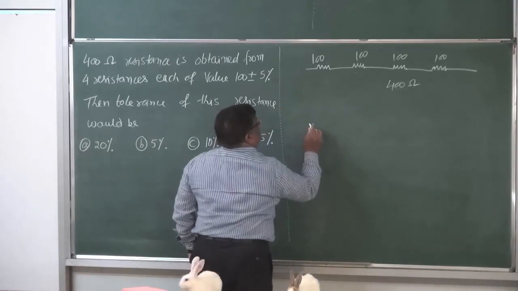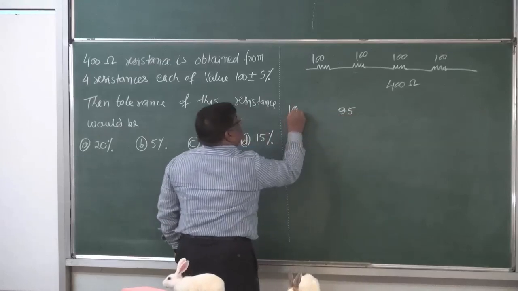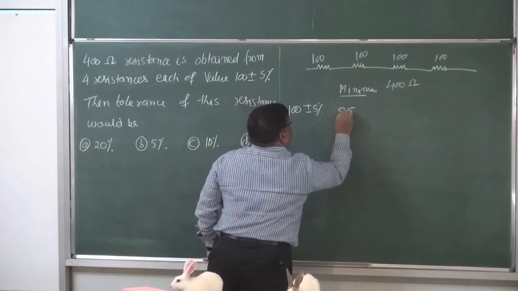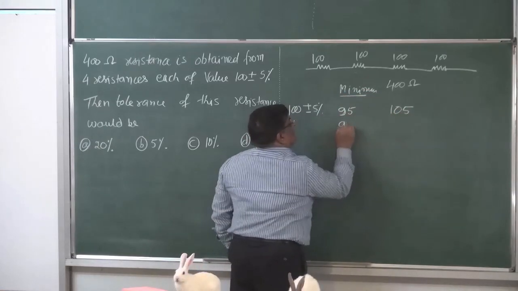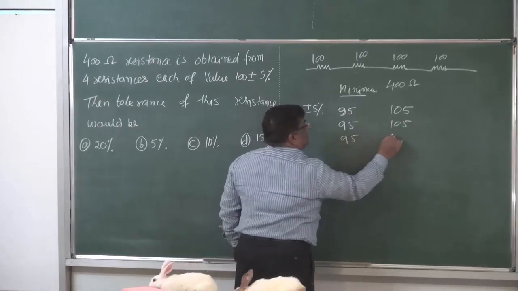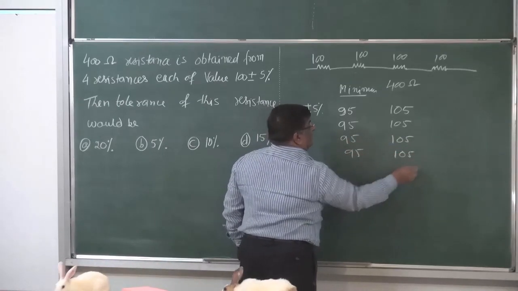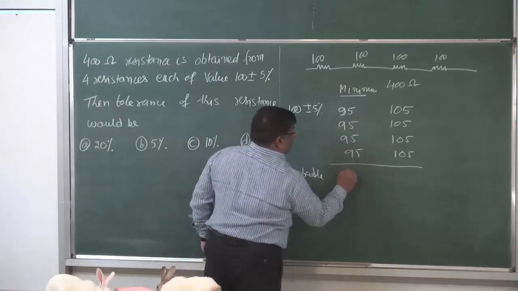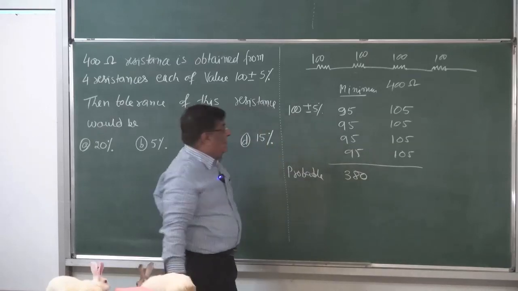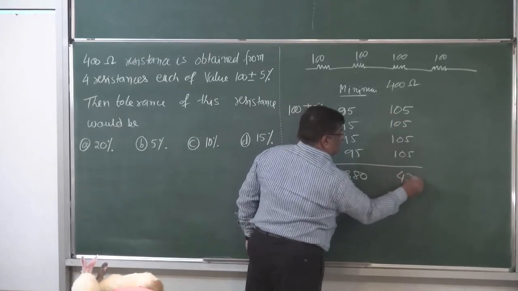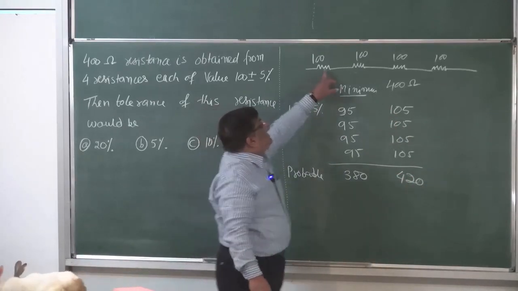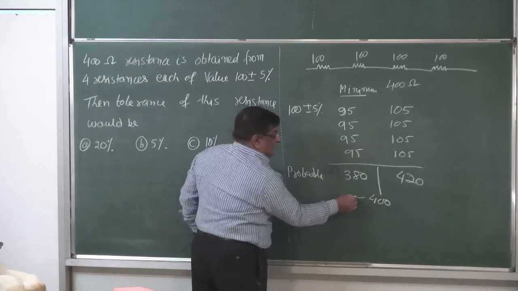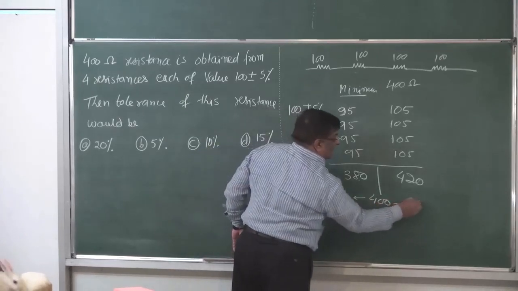So the first one may be minimum 95, and how much it will be maximum? 105. Second one will be like this, third one again like this, and fourth one also like this. What is the probable minimum value? This is 380. What is the probable maximum value? 420. What is the mean value? 4 in series, mean value is 400. How much is the tolerance? It can decrease by 20. It can increase by 20.